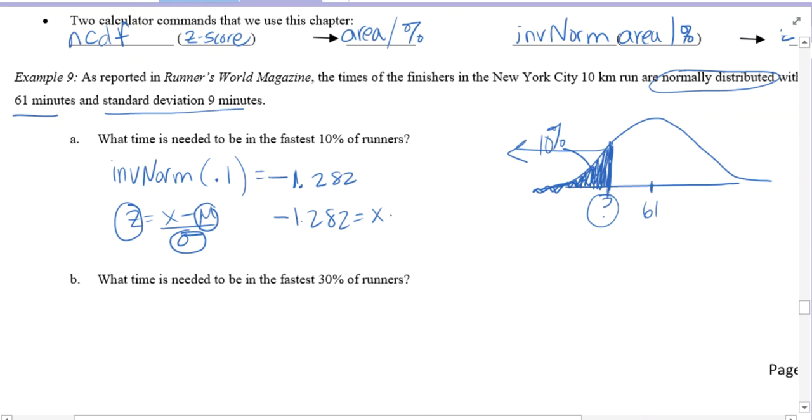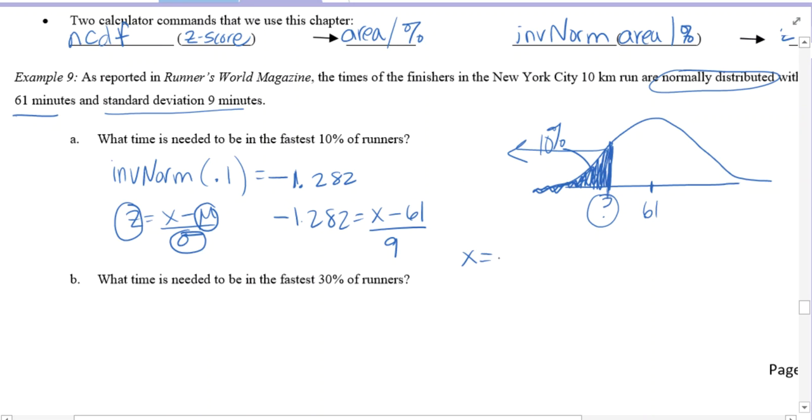We don't know that value, but we do know the mean is 61. The standard deviation is 9. Okay, so to solve this, you're going to multiply by 9 and then add 61 to the other side. So go ahead and solve that. Just mathematically, you don't have to show any work from this point. You just do it in your calculator, it's fine. But you find that value.